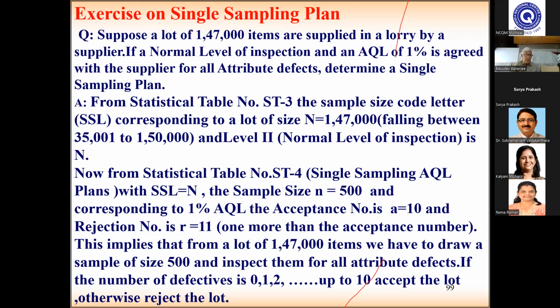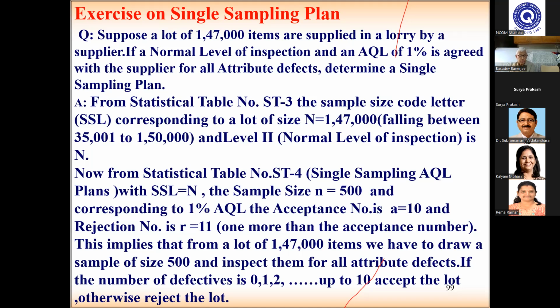From sampling plan table ST3, the sample size code letter SSL corresponding to a lot size of 1,47,000, falling between 35,001 and 1,50,000, and level 2, normal level of inspection, is N. Are you able to read this? Now go for the next table, ST4. Go to ST4. See N.